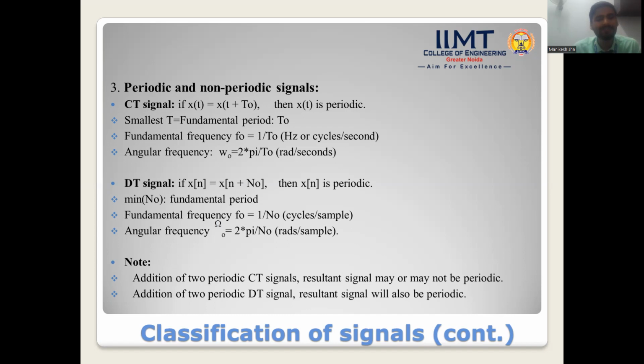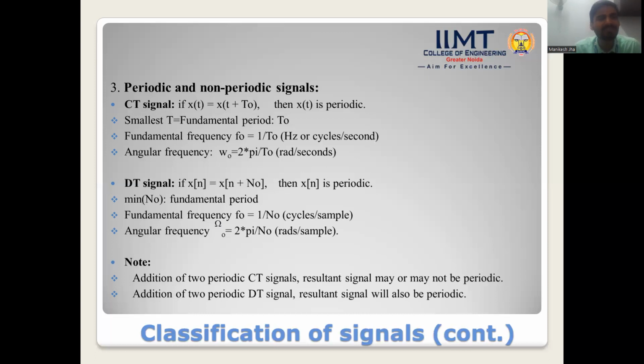One note: if you have two continuous time signals, x1 of t and x2 of t, and both signals are periodic, and we add them to form a new signal, x3 of t, then x3 of t may or may not be periodic. We can't say that if two signals are periodic and we add them, the resultant signal will be periodic. We can only say that it may or may not be periodic.